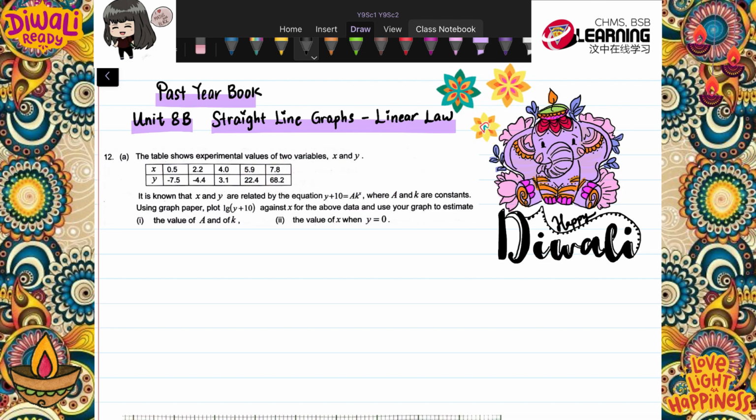For this question, you can copy down. I'm picking question 12A and B. You copy the question, or if you want, you can scan and print it out and stick it into your notebook. Before that, let's check our previous homework first.